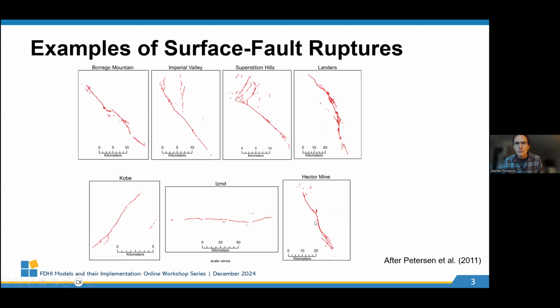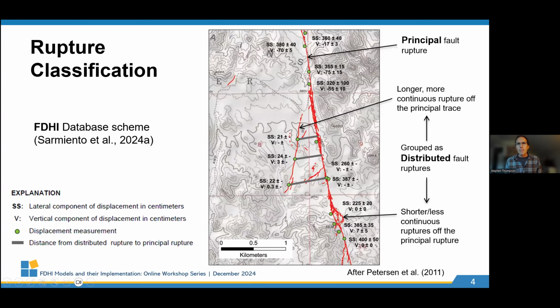And we'll be looking specifically in the next slide at a portion of the Hector Mine rupture. So here we have another example, one of the figures in the electronic supplement of Petersen et al. that highlights the difference between the principal ruptures and the distributed ruptures. And so we can see from the map in red, the long through-going rupture, with other scattered distributed ruptures along it.